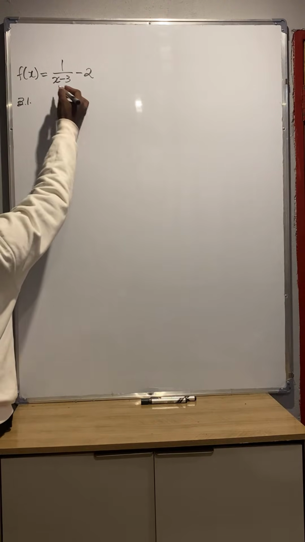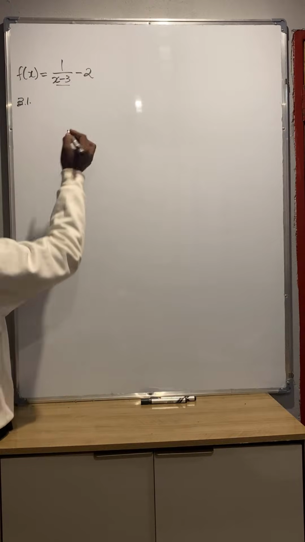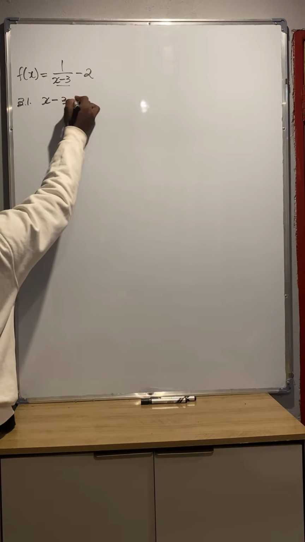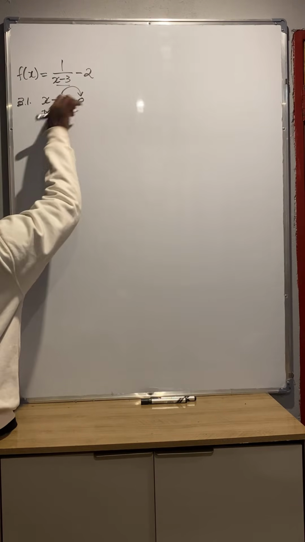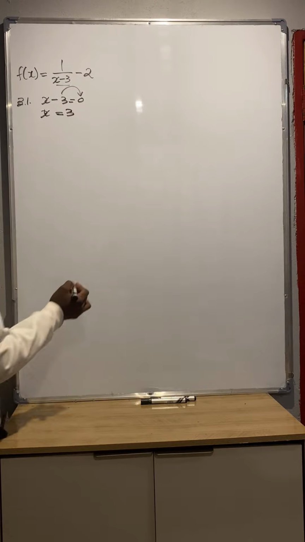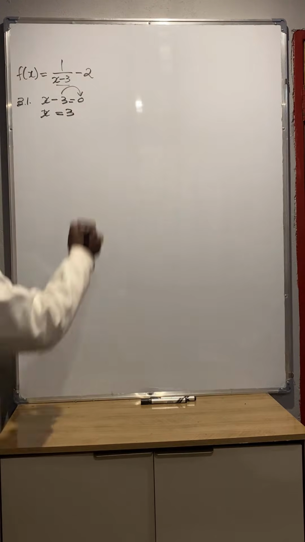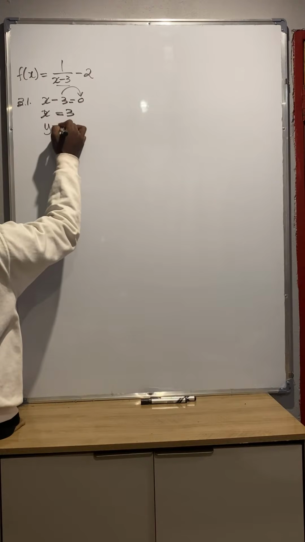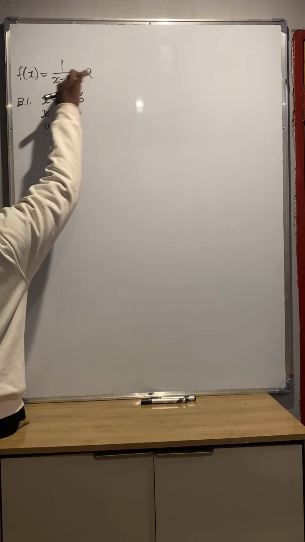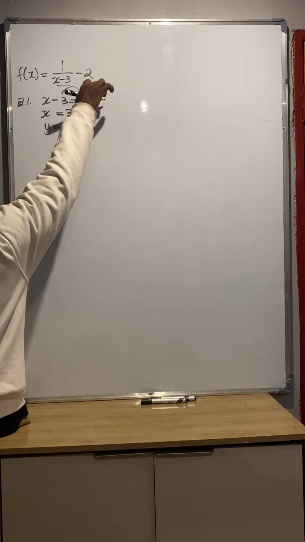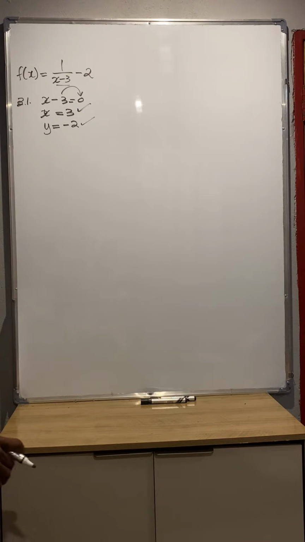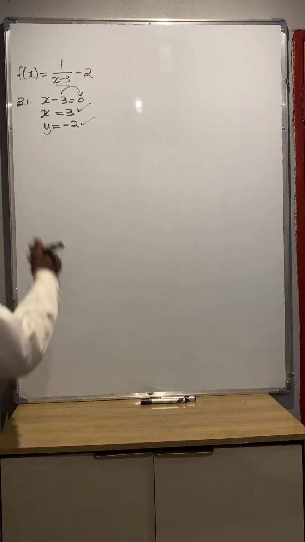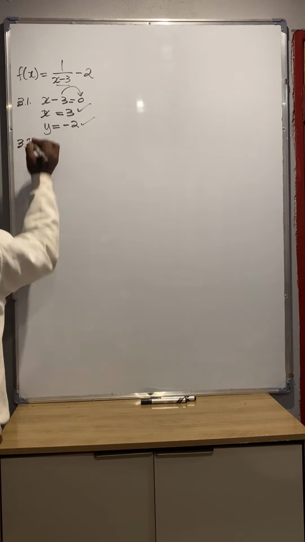For the equation of the asymptote, you take this and say x minus 3 is equal to 0, then x is equal to, you take this one to the side and it changes sign, therefore x is equal to 3. That's the first one. Then the second one is y equals negative 2. You take the denominator as 0, then y is equal to negative 2. That's your first 2 marks.